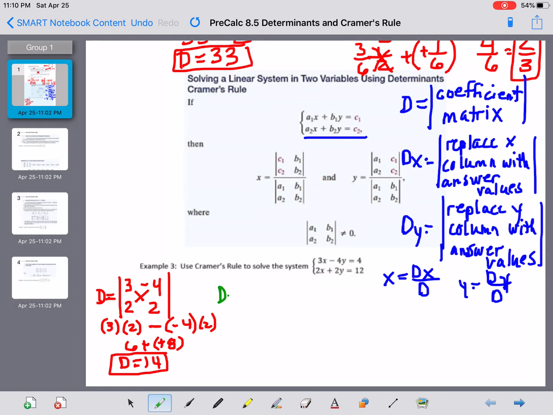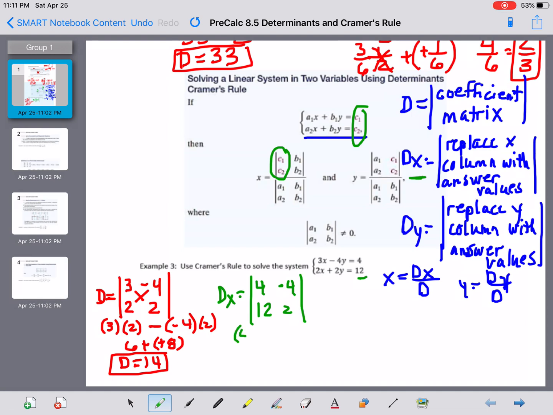Okay, moving on, we're going to find our Dx now. To define Dx, the rule, as you'll notice here in this note, is to replace that first column with my answers. That's what I said over here as well: I replaced my x column with my answers. So I look at what I had before with my D, which was 3 and 2 in the first column. Instead, I'm going to put my answers, so I'm going to put 4 and 12. But my y coefficients are still going to stay in the same place, so I still end up with -4 and 2.